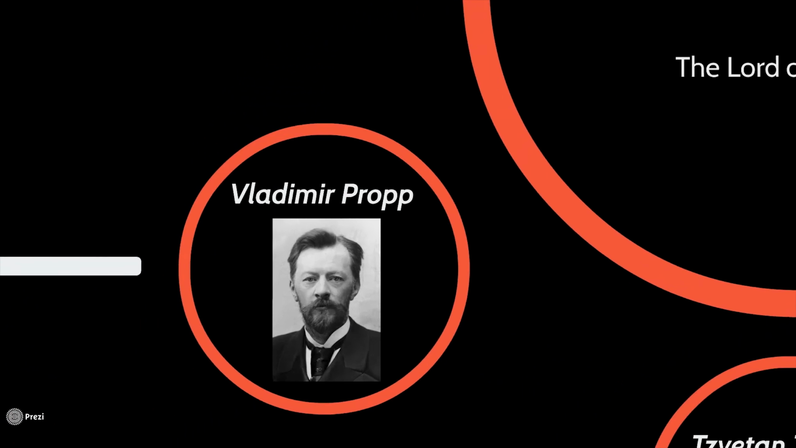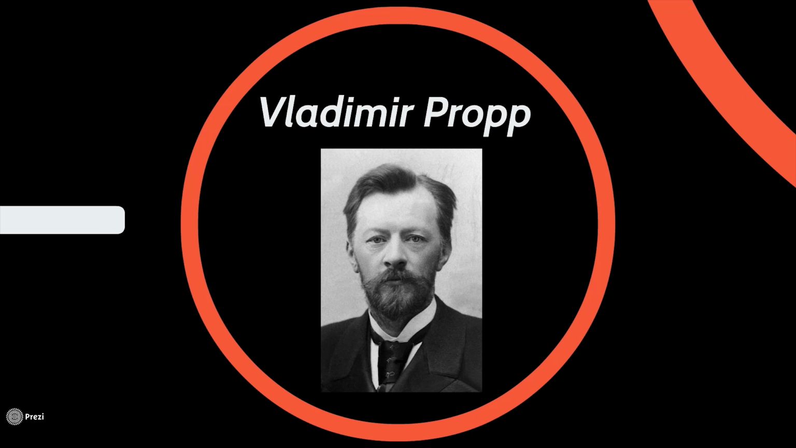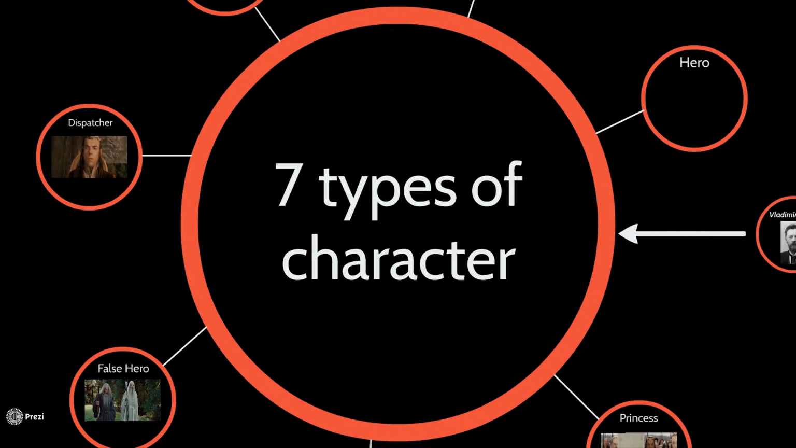Firstly, I'm going to talk about Vladimir Propp's theory. He was a Soviet folklorist and scholar. Propp analyzed a whole series of Russian folk tales and decided that the same characters keep being repeated in each of the stories. He proposed that it is possible to identify 7 types of characters in most stories.